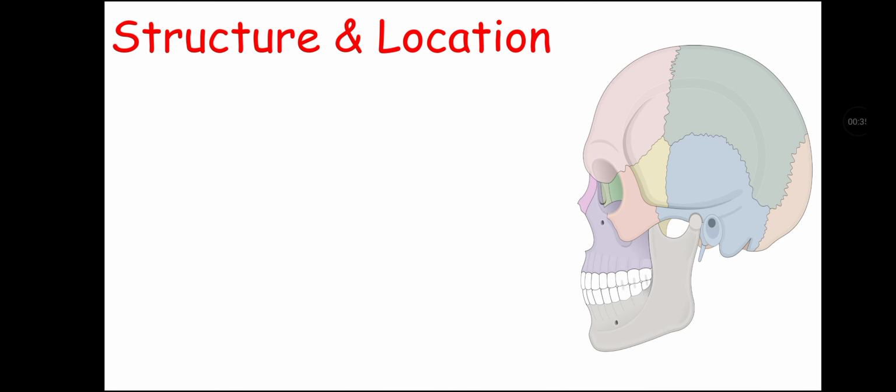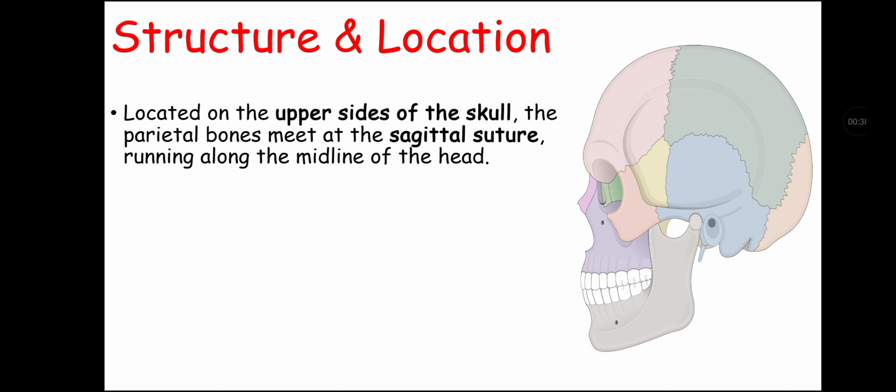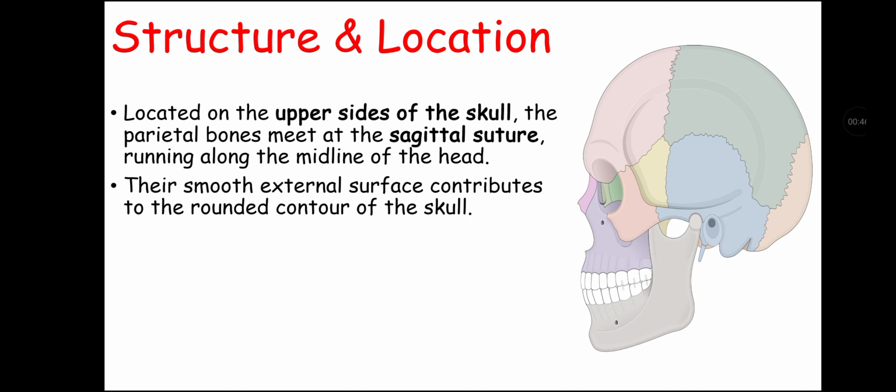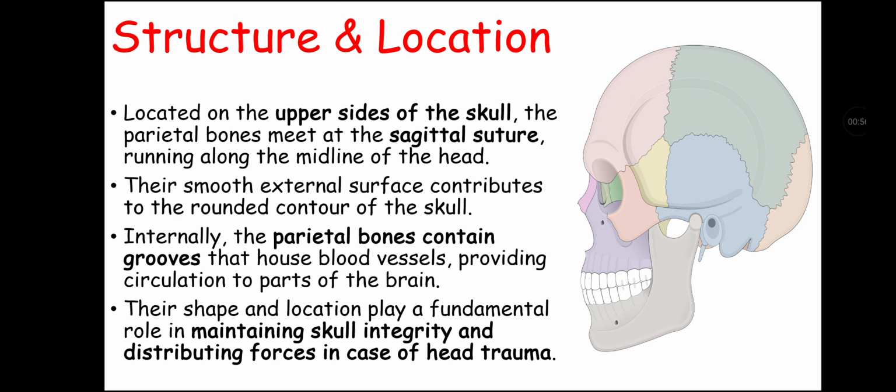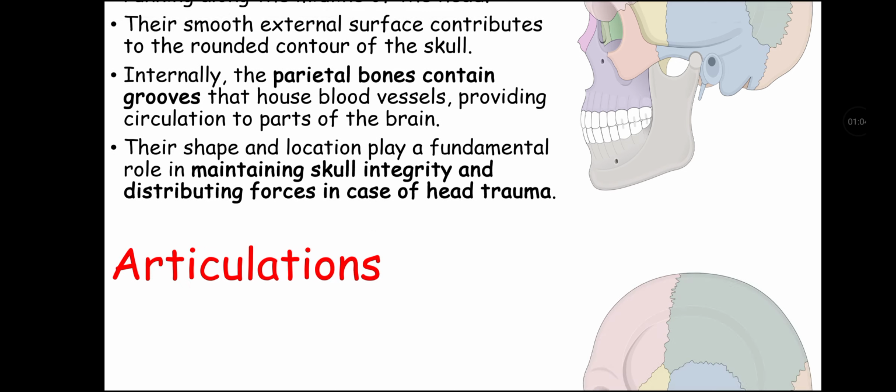Now let's talk about the structure and location of the parietal bone. It is located on the upper side of the skull, and the parietal bones meet at the sagittal suture that runs along the midline of the head. Their smooth external surface contributes to the rounded contour of the skull, and internally the parietal bones contain grooves that house blood vessels providing circulation to parts of the brain. Their shape and location play a fundamental role in maintaining skull integrity and distributing forces in case of head trauma.